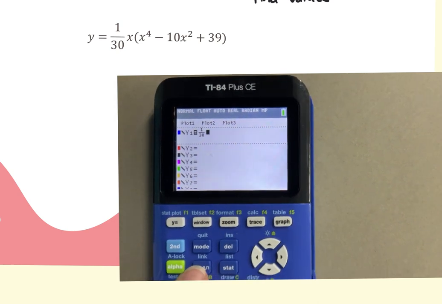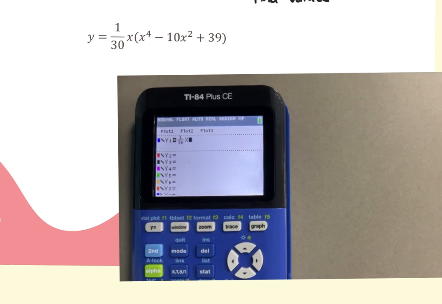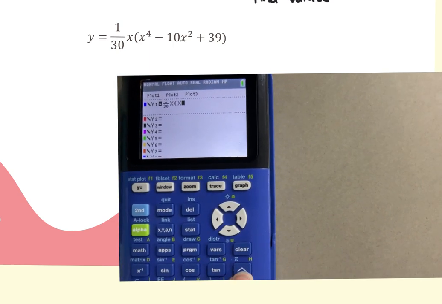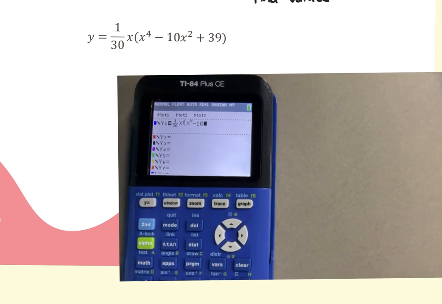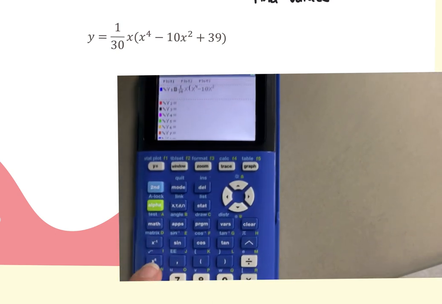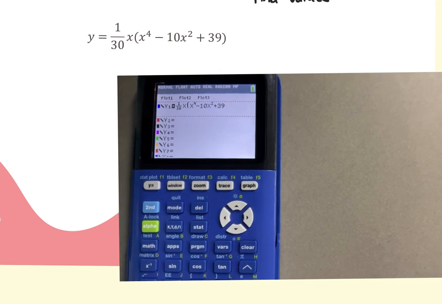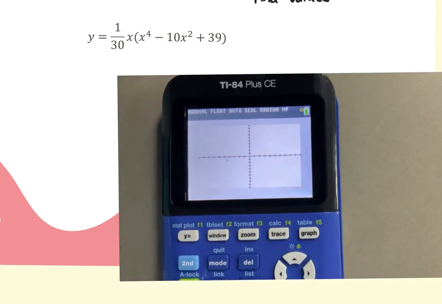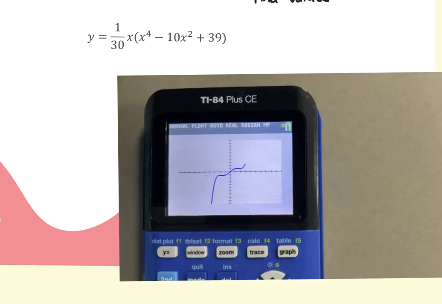Then there's an X here. The X is the button next to the alpha. Then there's a parentheses. There's an X to the 4th. X to the 4th is X caret 4, minus 10 X squared, which is either the caret or you can actually use the X squared button, plus 39. That little thing in the top is telling me it's working.